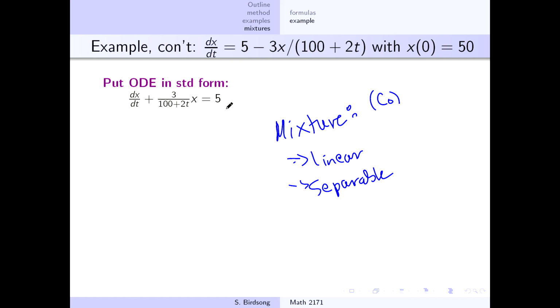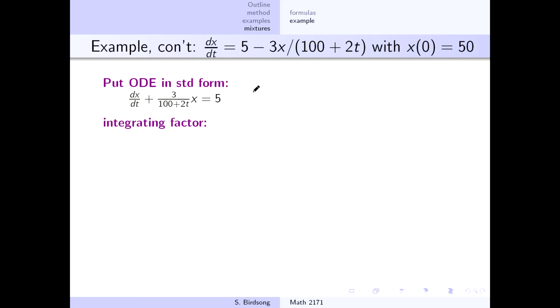So in order to get ourselves in the standard form for a linear differential equation, we can go ahead and move this term with the x's over to the other side. We'll find our integrating factor, and our integrating factor here is going to be dealt with our p term. So we'll take the antiderivative, or the integral, of that guy.